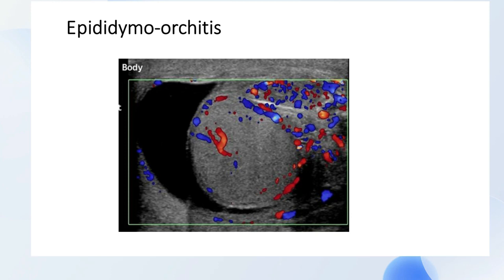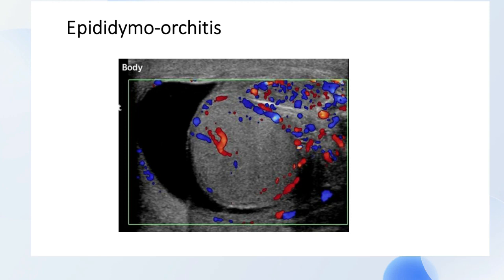There can also be a combination of an inflammation of the epididymis and the testicle itself. That condition is now called epididymo-orchitis, meaning both are inflamed. But when only the testicle is inflamed and the epididymis is spared, we call that orchitis only. If you put color Doppler, you can see this hyperperfusion affecting both the testicle and the epididymis. This is in keeping with epididymo-orchitis.